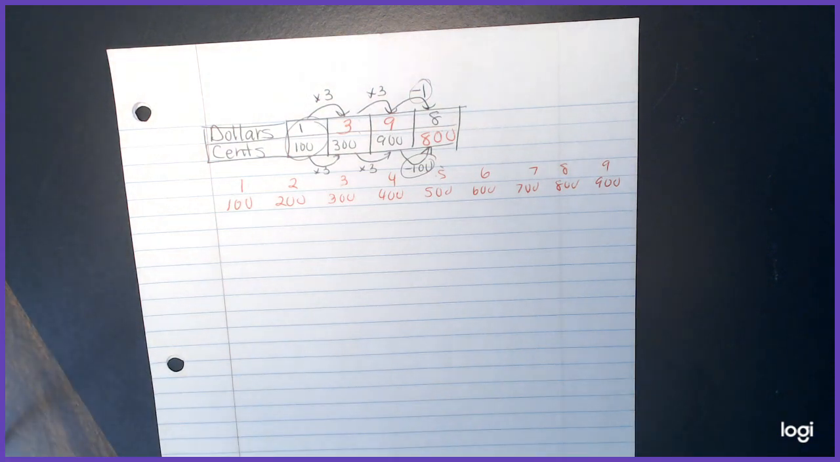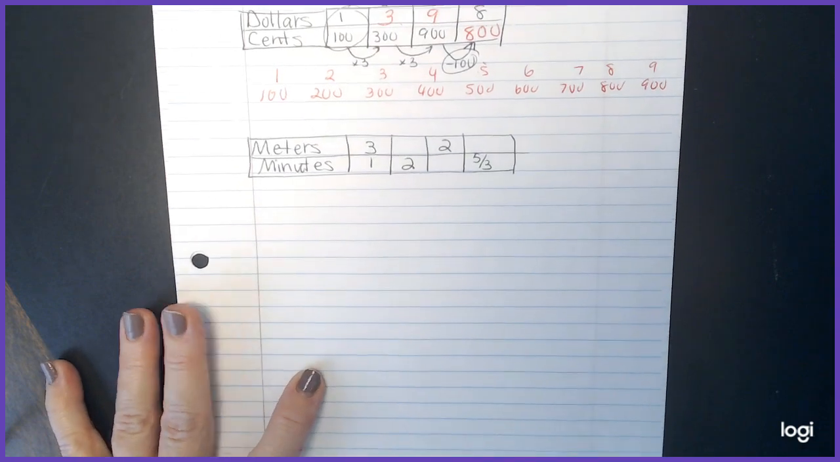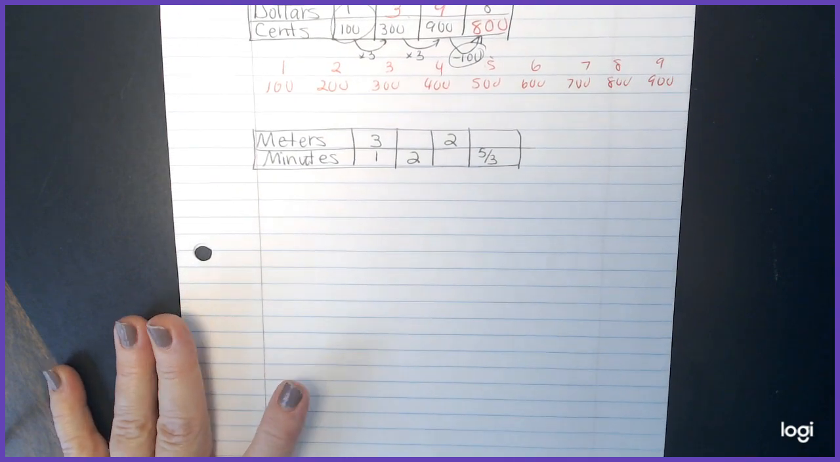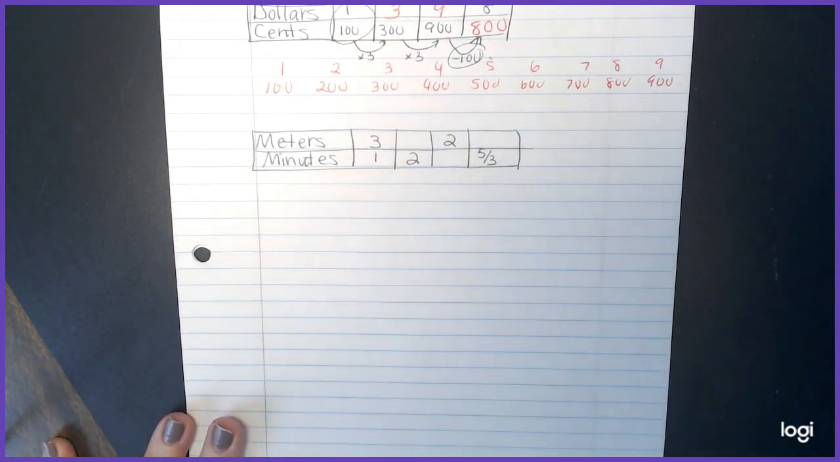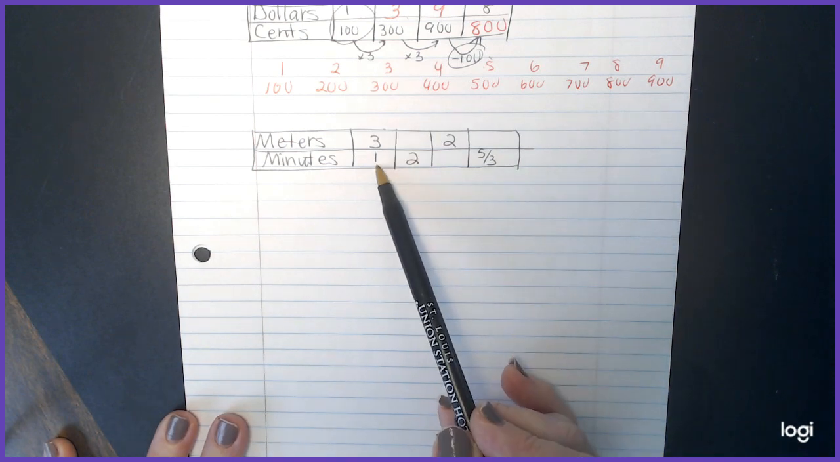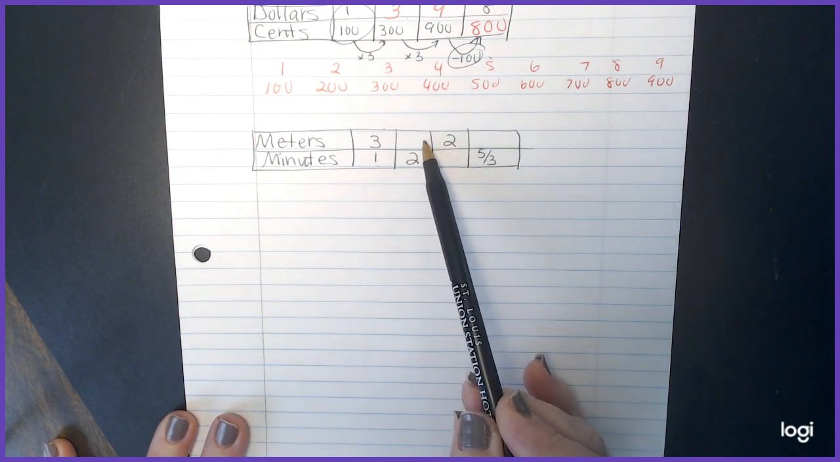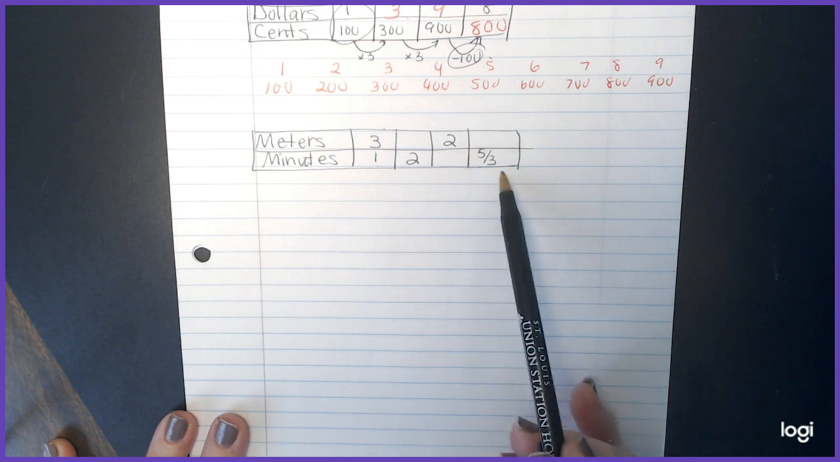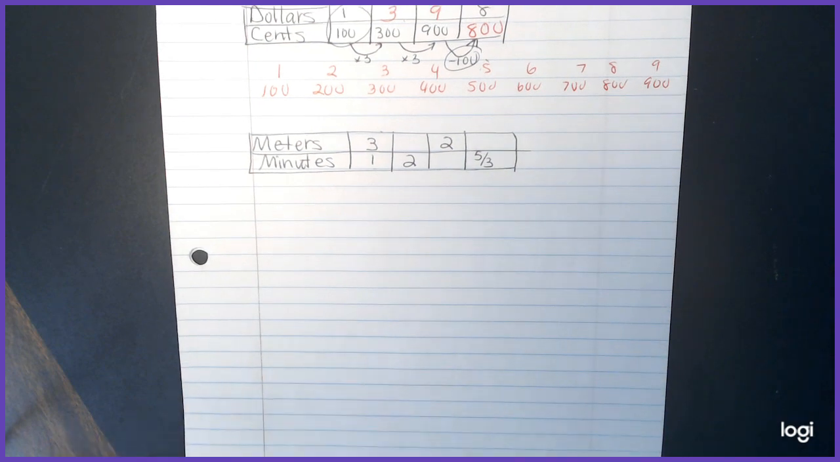Okay, let's practice another table. All right, so here's the next ratio table I'd like for you to go ahead and make in your notes. We have meters and minutes, 3 to 1. And then we have here 2 minutes, 2 meters, and then I have 5/3. So go ahead and make this ratio table for me, please.